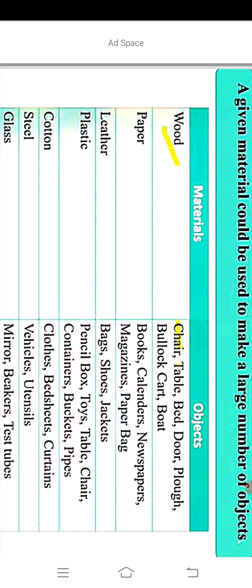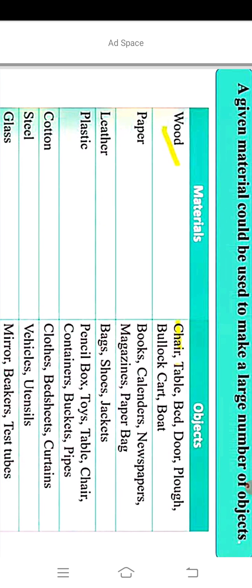Similarly, a given material could be used to make a large number of objects. See, wood. Wood is used for the formation of chair, table, bed, door, plough, bullock cart, boat, etc. So, wood could be used to make a large number of objects.